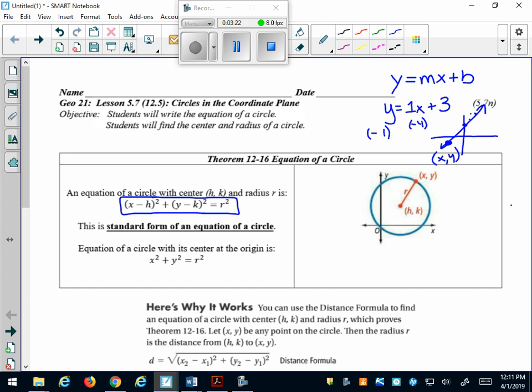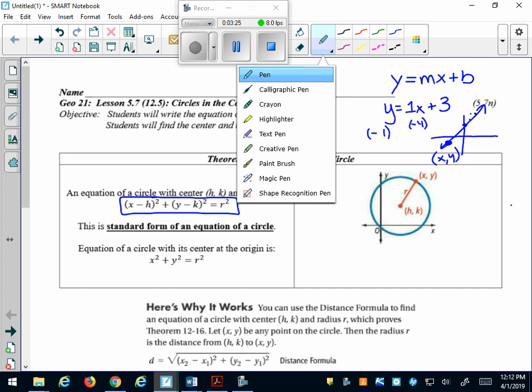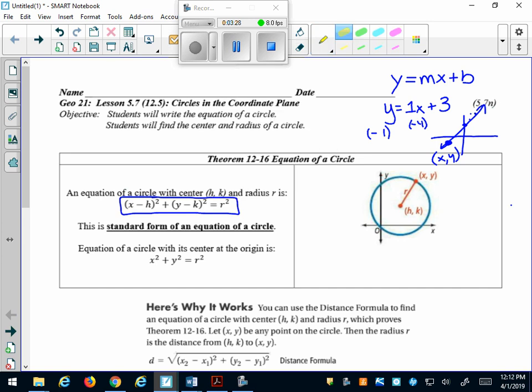Now, important to recognize that the center is the (h, k), and the radius is r. So that's what it means in this equation. (h, k) is the ordered pair that represents the center. r is the radius. So what do the x and y represent? Every point on the circle. Okay, it's every x-y combination of ordered pairs that graph the points on the circle.